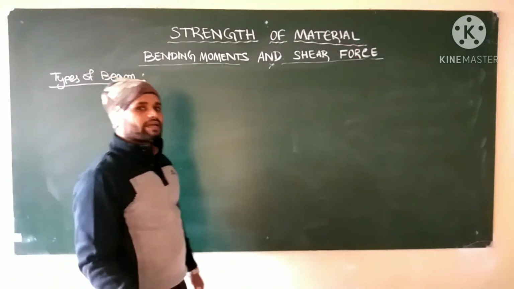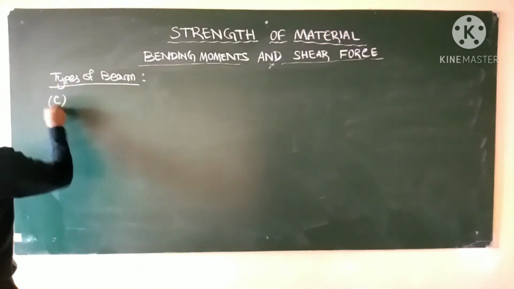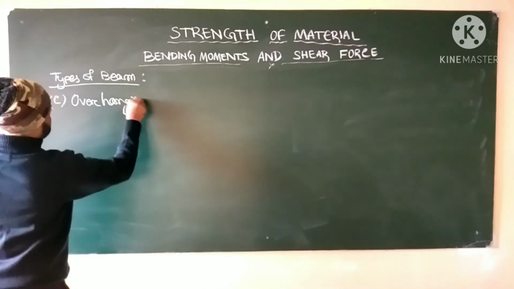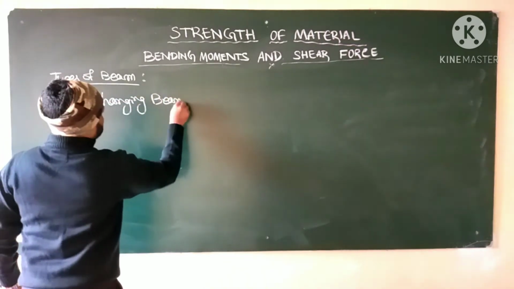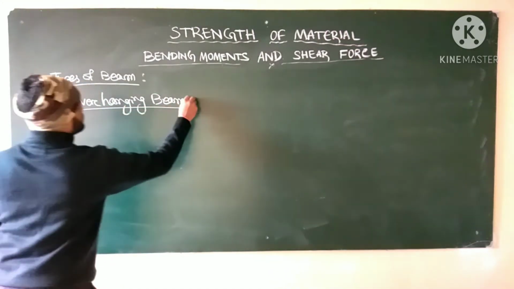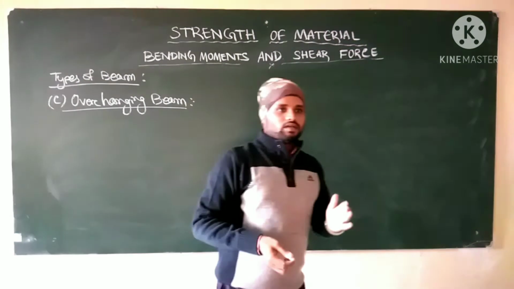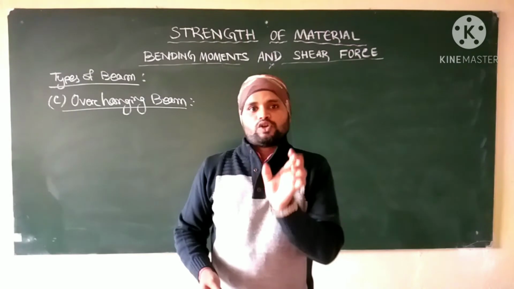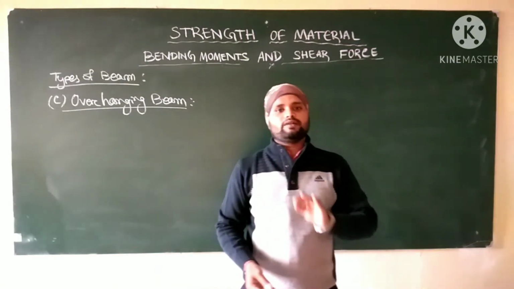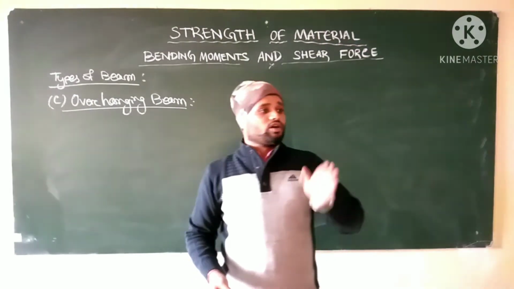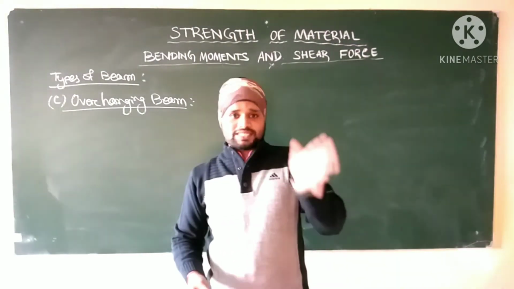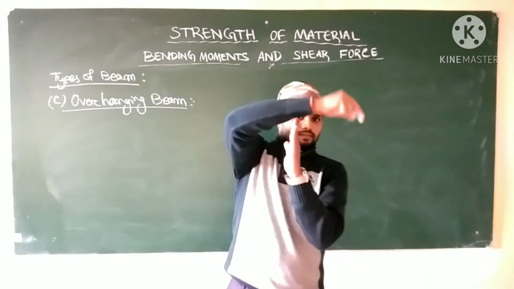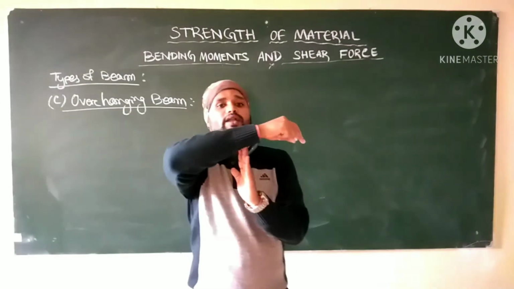After that, the third type of beam is your C, overhanging beam. Overhanging beam means which will be hanging over the beam supporters. That means a beam whose ends are not supported by the supporters such that they hang out, or you can say project beyond the support. If it projects beyond the support, then you can say overhanging beam.